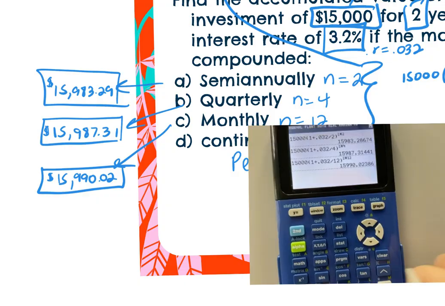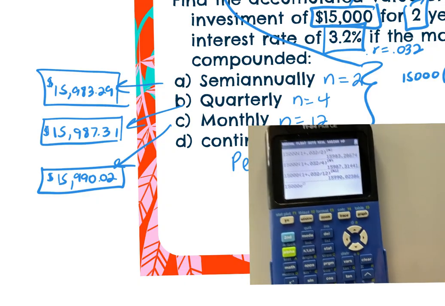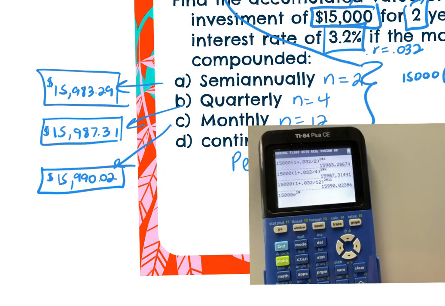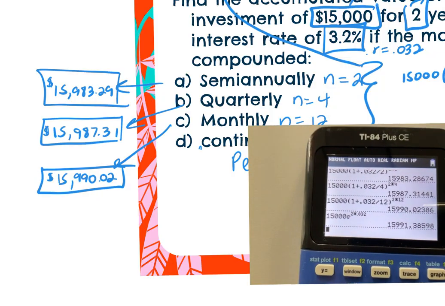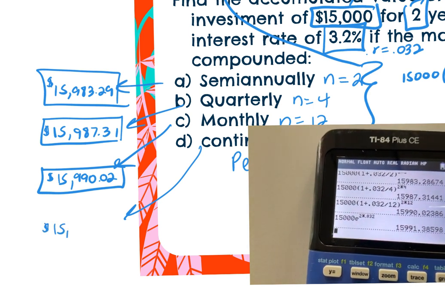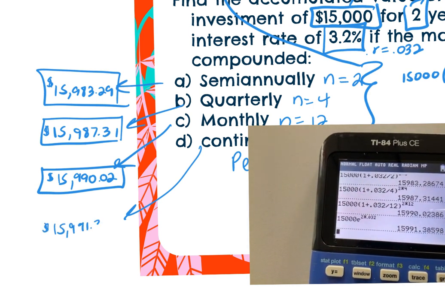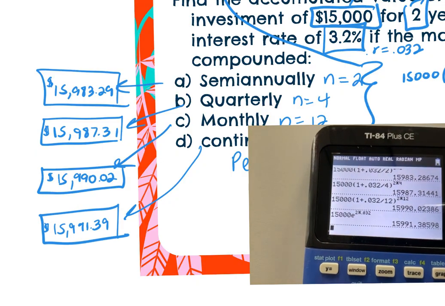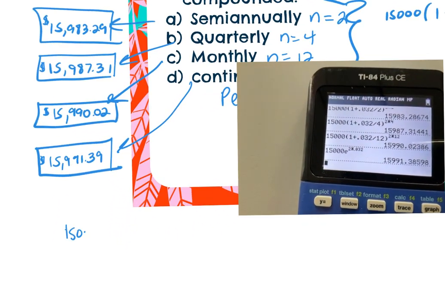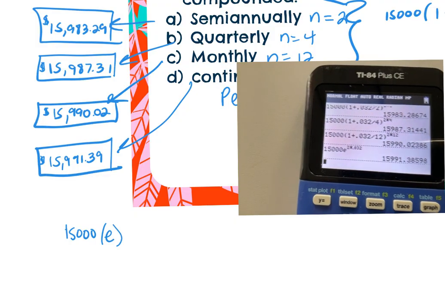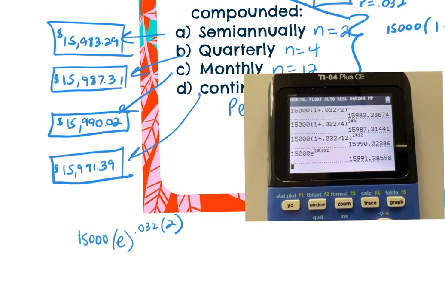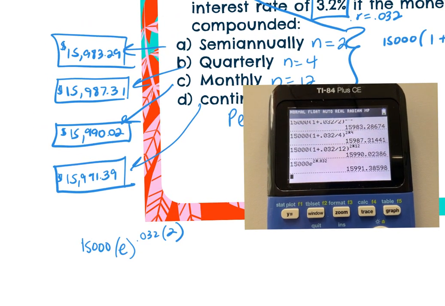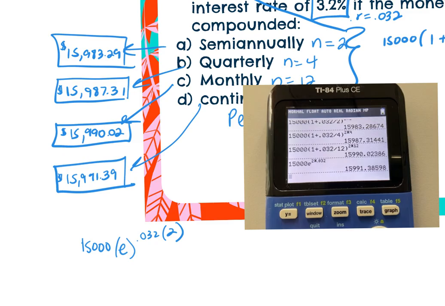And then continuously, 15,000 times E to the 2 times 0.032. Wait, N is the number of times a year. So for continuously, it's P, which is 15,000, times E to the RT: 0.032 times the number of years, which is 2. What was A? A is $15,983.29.